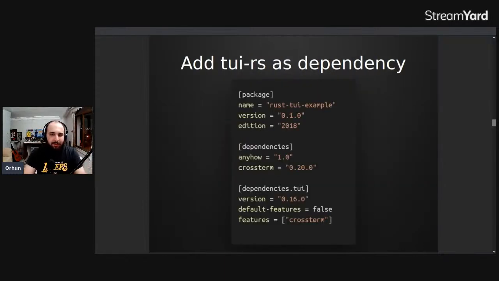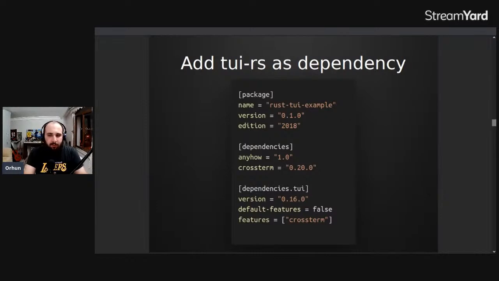So next step is adding TUI-rs as a dependency. This is our Cargo.toml file. We have basic package information like name, version, and edition. And then we will add anyhow and crossterm as our dependencies in the dependencies section. Anyhow is just for error handling. You don't have to really know how this works, but it's basically for returning generic errors from the functions. So we don't want to deal with a lot of error types. We are just going to use anyhow here.